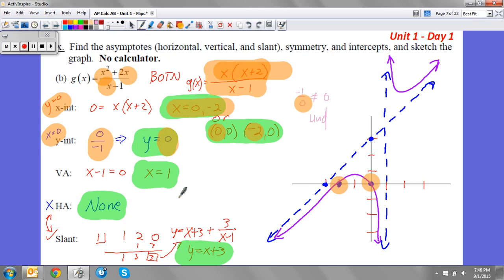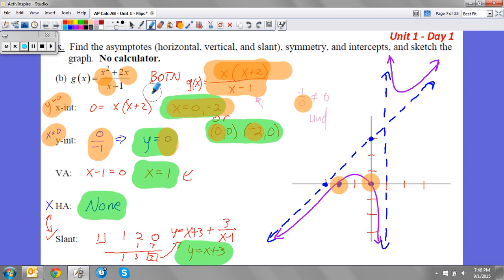Okay, so let's go to the VA. So like I said before, anything that's not factored out as a removable discontinuity that is located in the denominator piece is going to be your VA. So x is equal to 1. And that x is equal to 1 is over here as far as my vertical asymptote. Okay, so let me unhighlight that just a little bit. And let's go to the horizontal.